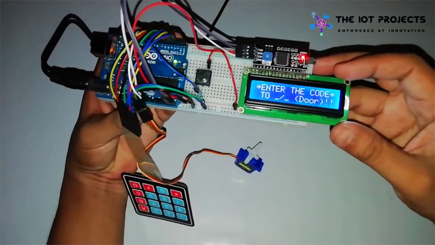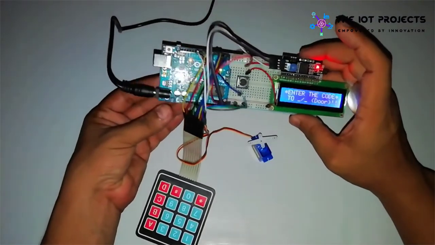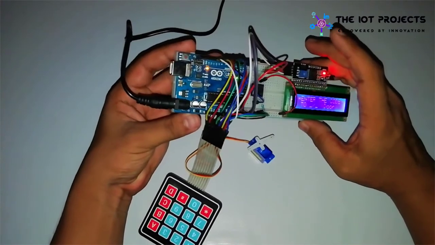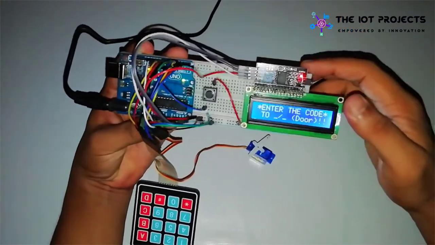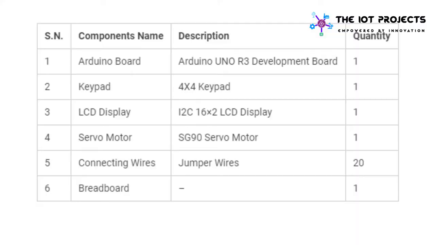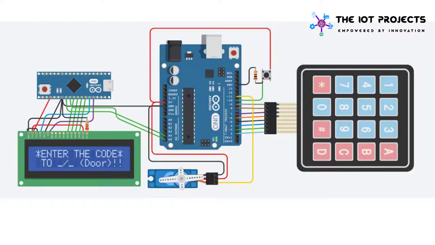message on the screen. The components required for this project are Arduino Uno, 4x4 keypad module, 16x2 I2C LCD display, SG90 servo motor, breadboard and jumper wires. The circuit diagram of password-based security lock system is simple to understand.